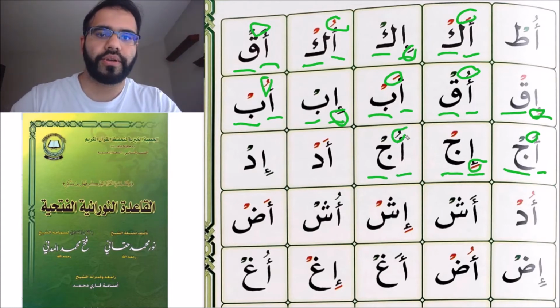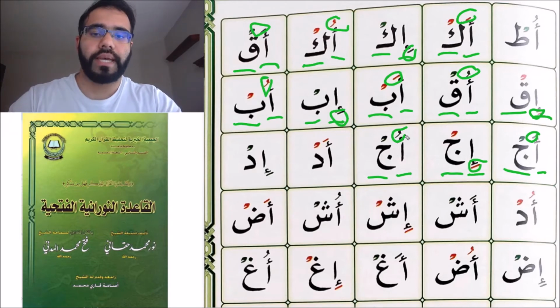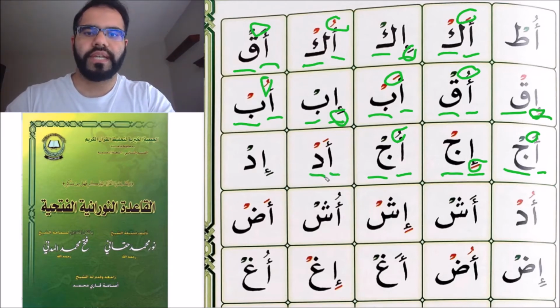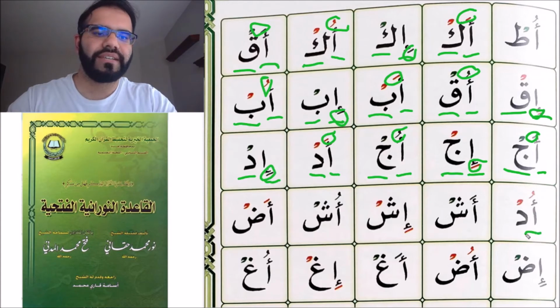Okay, so now we are coming to the next qalqalah letter, and it is the last of the 5. So here we go. Alif, dal, fatha, ad. Alif, dal, kasra, id. Alif, dal, dhamma, ud.